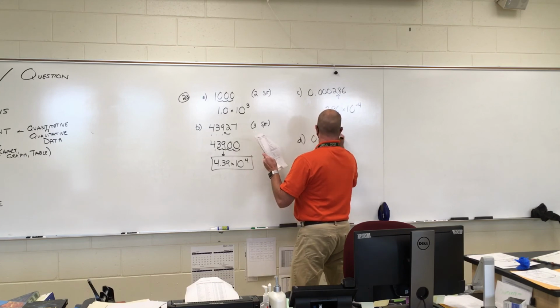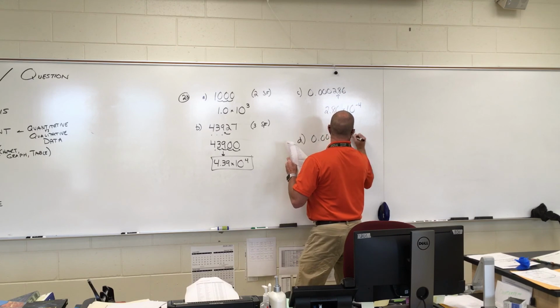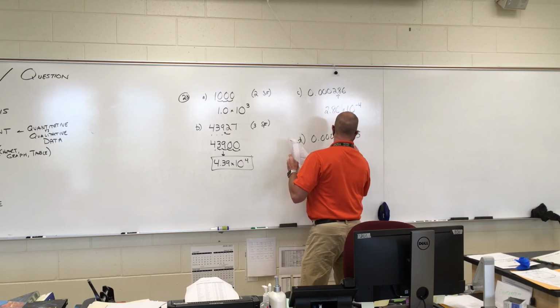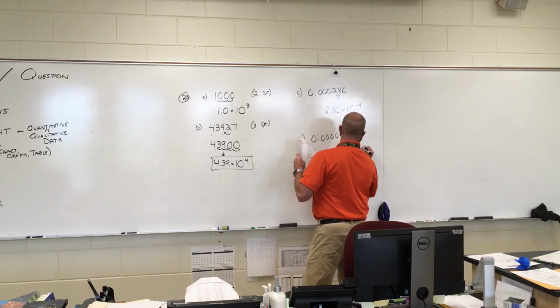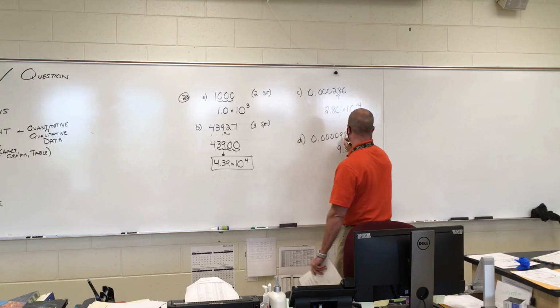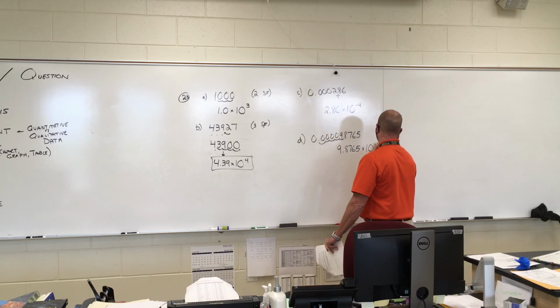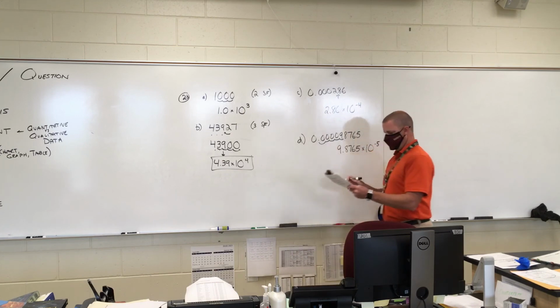And then letter D, okay, is just a bunch of stuff, 0.00004 zeros, 98765. That becomes 9.8765 times 10 to the power of, that would be 1, 2, 3, 4, 5. We are going to the left to make it smaller, therefore negative 5.